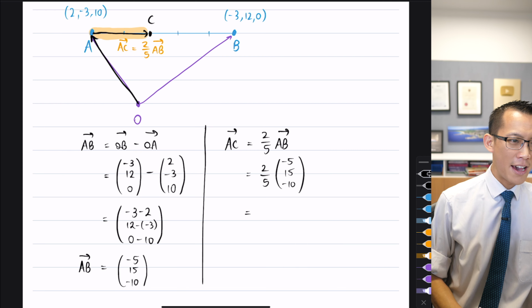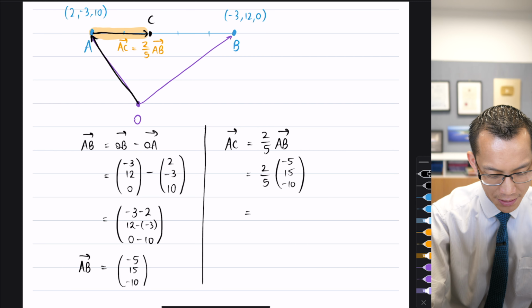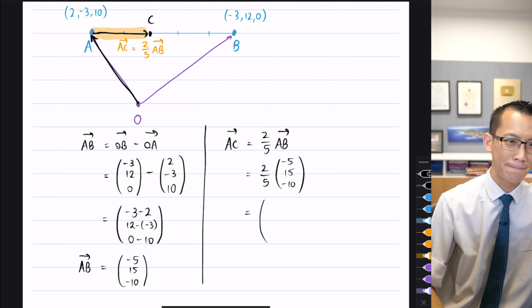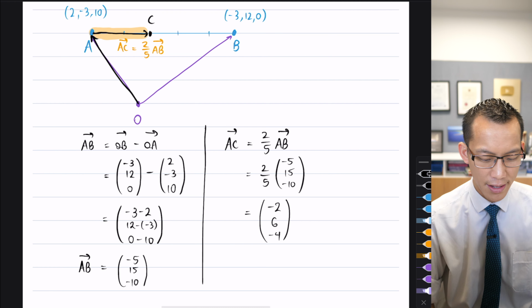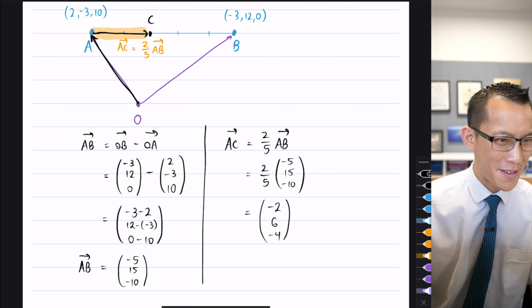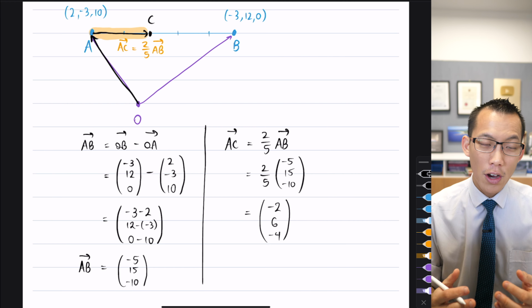Okay, Ryan, can you help me out? I reckon you could do all 3 of the components all at once. Can you tell me what to get? Negative 2. 6. And negative 4. Wonderful. Okay, do we have agreement there? Happy with that? So we've got our AC.